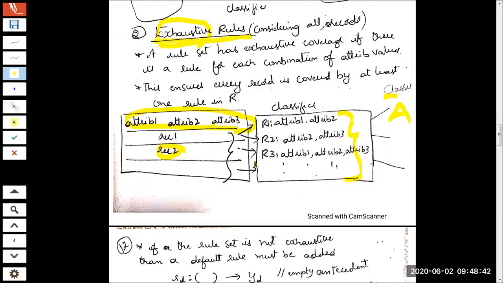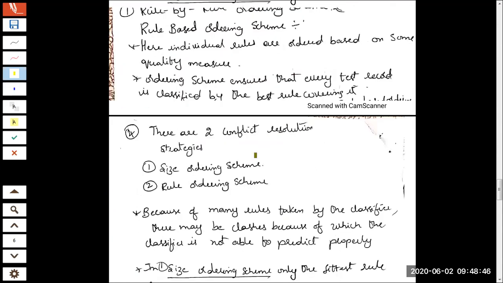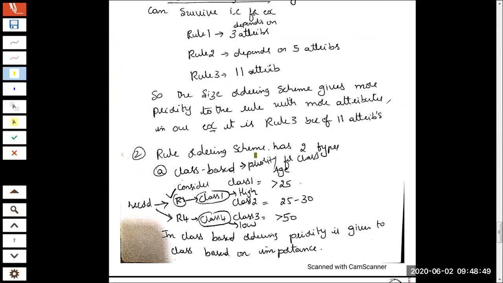Okay, getting back to this. I told you the situation is the same. What is the same situation I was talking about? Yes, this one. This record is triggering two rules, R1 and R4, and each rule is taking this record to a different class. Same situation. This was the conflicting situation that we have discussed.